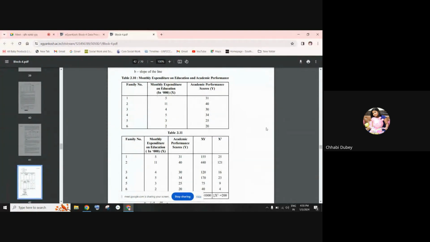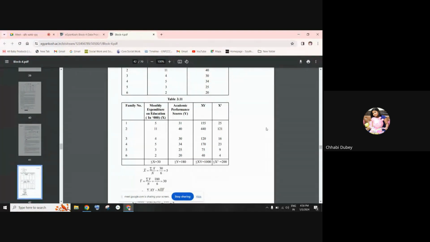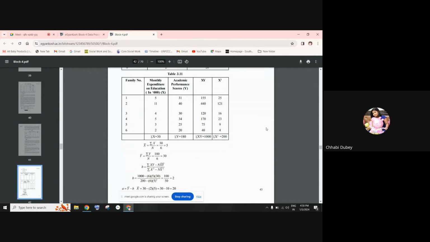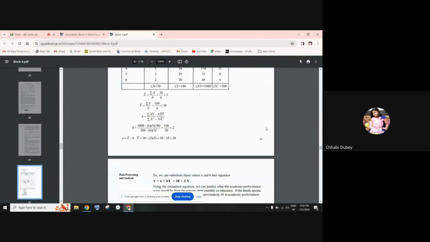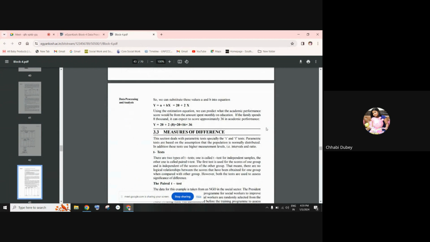They have given an example where this table has been given to us, and using this formula, we can easily calculate the regression. That is how regression is basically to what extent the values are regressing from the normal.